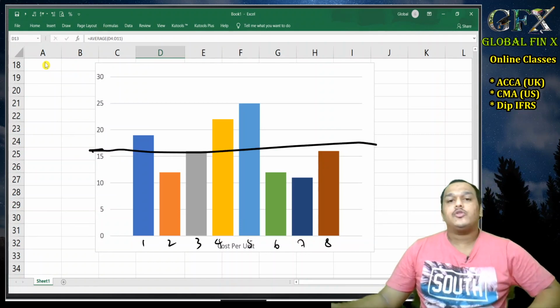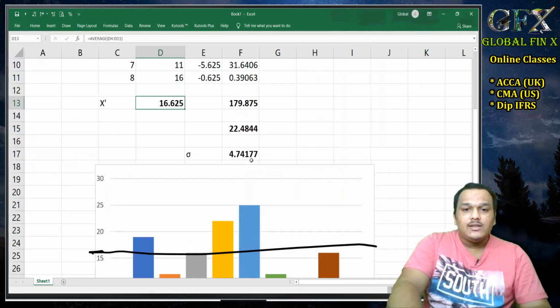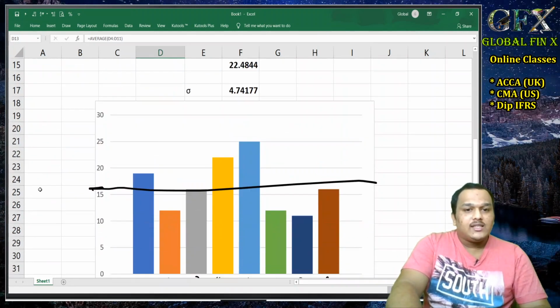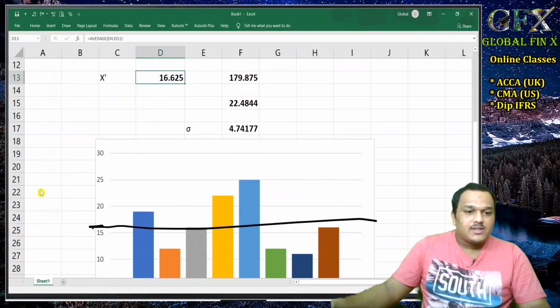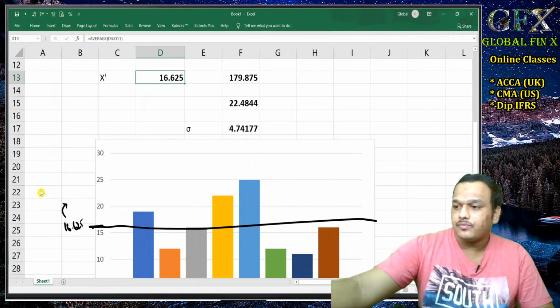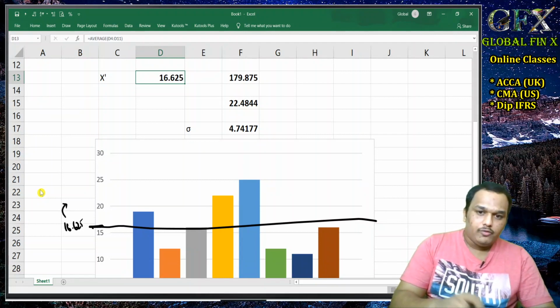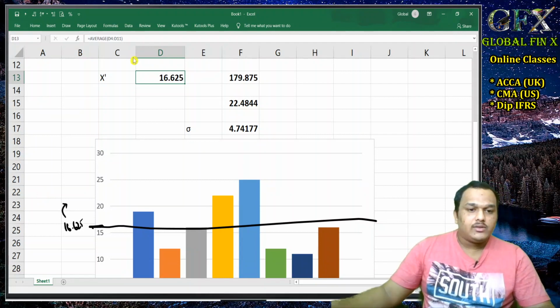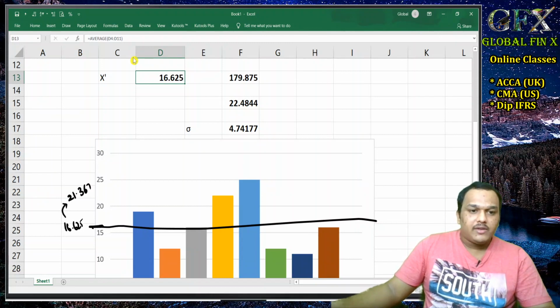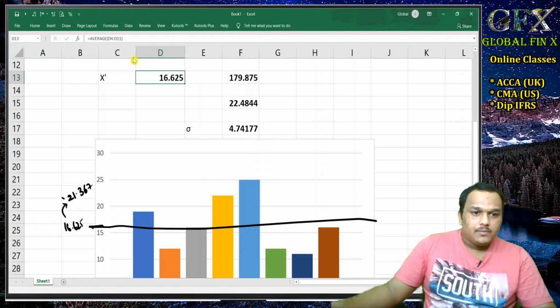Now what are we supposed to do? What we are going to do here is 6 sigma. What is our sigma? Sigma is 4.74177. So what I'm going to do is, to 16.625 I will add 4.74177, okay, so that will be how much? 16.625 plus 4.74177, that is 21.367, again plus 4.74177, that will be 26.108.